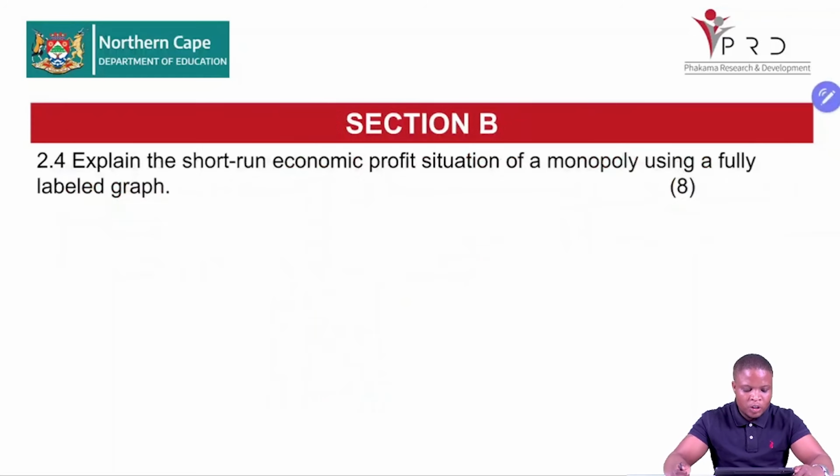Right, let's move to your 2.4 question. Explain the short-run economic profit situation of a monopoly using a labeled graph. So you are going to draw a graph of a monopoly where we are making economic profit, meaning AC must be below AR. Then you explain that. You are going to be given 5 minutes again to draw your economic profit graph of monopoly, and then you explain that.